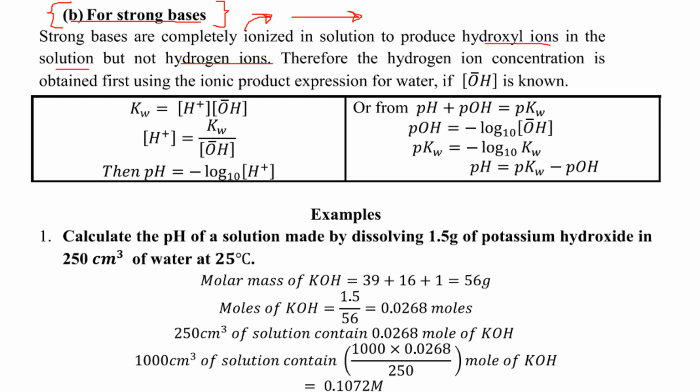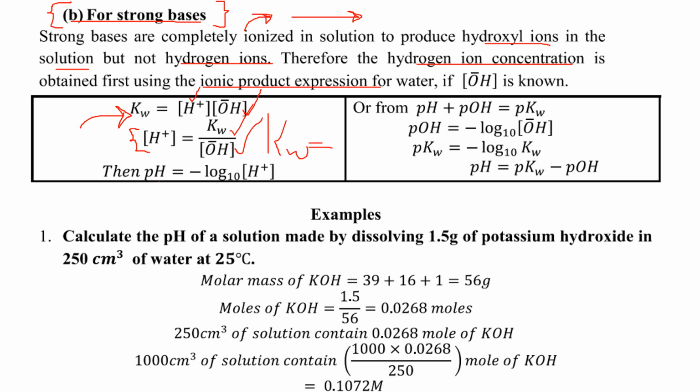Therefore, the hydrogen ion concentration is obtained first using the ionic product expression. Remember that in pH, you must have the molar concentration of hydrogen ions, and it's what you're going to be asked for. But when you're dealing with bases, you're always going to have OH. Remember that the ionic product of water is equal to the molar concentration of hydroxonium ions, which can also be written as hydrogen ions because they are just hydrated hydrogen ions, multiplied by the molar concentration of hydroxyl ions. So we shall use this expression to find the molar concentration of hydrogen ions, provided we have the molar concentration of hydroxyl ions. The ionic product of water is also known.